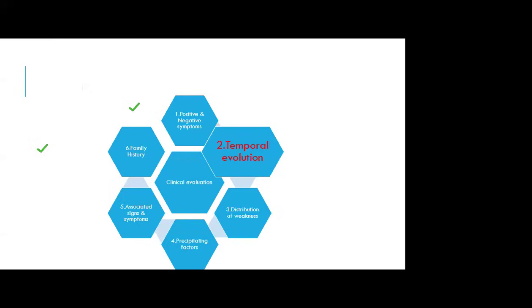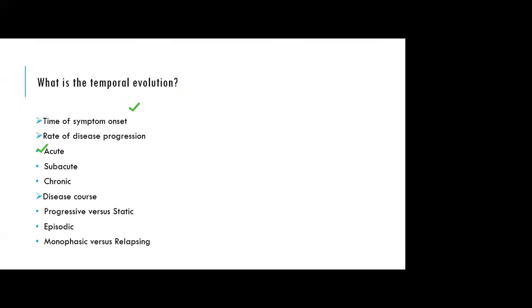So next will be the temporal evolution of the disease. So what do you mean by temporal evolution? It's the time of onset of the symptoms and the rate of disease progression, whether it is acute, subacute, or chronic. And disease course will be whether it is progressive versus static, episodic, or monophasic versus relapsing.